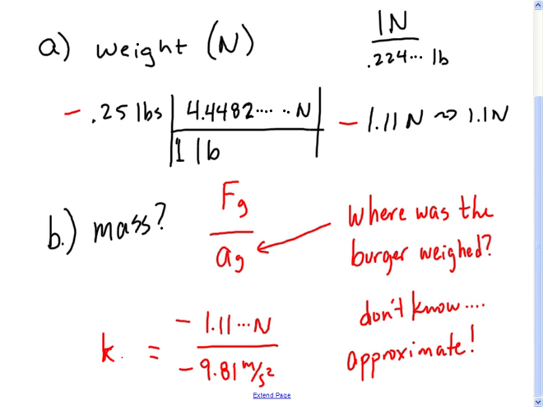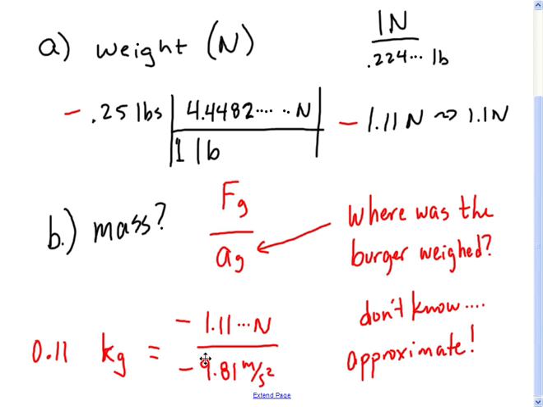What'd you get? 0.1 something? 0.113, so 0.11 kilograms. Notice that the mass comes out positive. It has to. Mass can't be negative because there's either protons and neutrons and electrons there or there's not. You can't have a negative amount of stuff. Just like you can't have a negative shoe size or a negative amount of time.